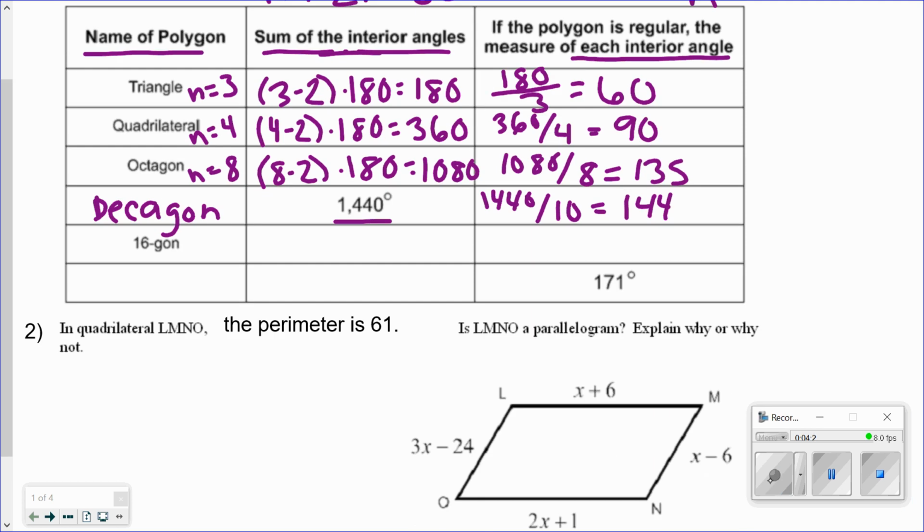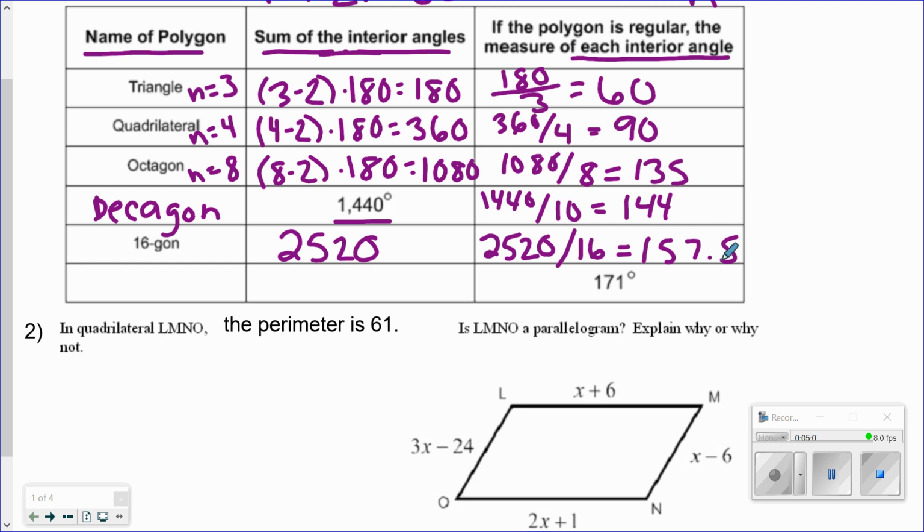Next, we know that the polygon is a 16-gon, meaning that it has 16 sides. So once again, let's find the sum. If you do the math, you get that it's 2,520. And if we're trying to figure out the individual angles, we're going to take 2,520 and we're going to divide that by 16. And we end up getting a not so pretty answer, but that's okay, 157.5 degrees.